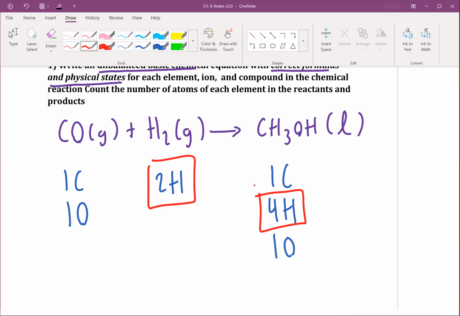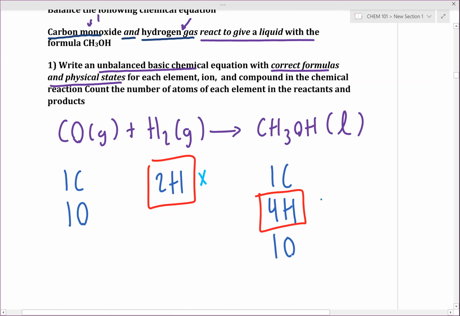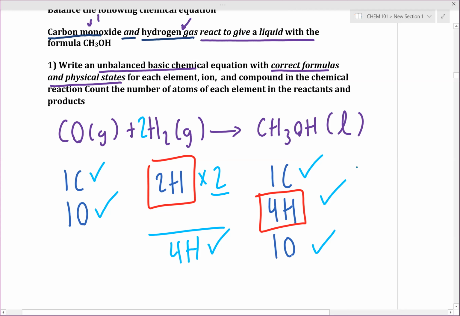Now, as I showed you this shortcut last class session, we're going to play a guessing game. We're going to guess a coefficient that would give us 4 hydrogens. So what times 2 gives us 4? 2. Yep, so we put a coefficient of 2, we multiply our atoms by our new coefficient, and that gives us 4 hydrogens. Now, carbon's balanced, oxygen's balanced, and hydrogen's balanced. So is this equation completely balanced? Yes. Okay, perfect.